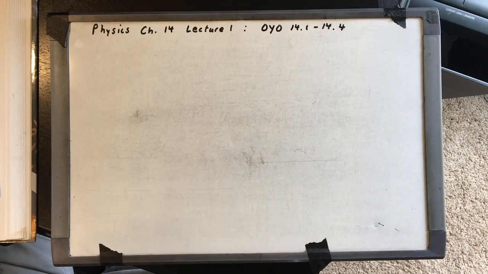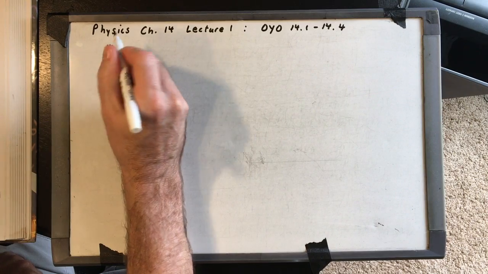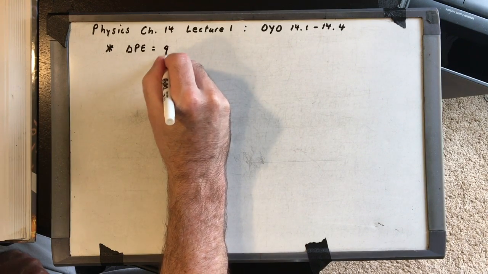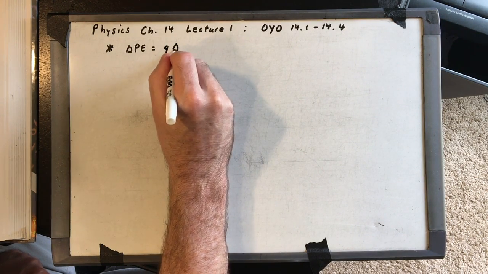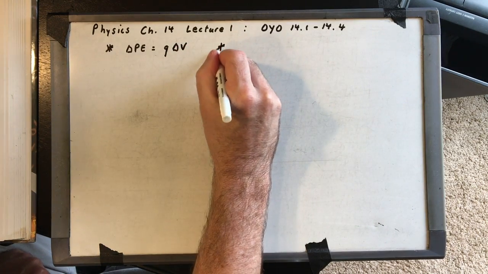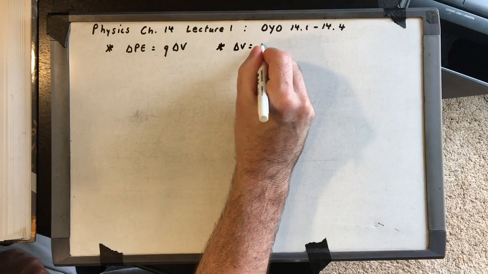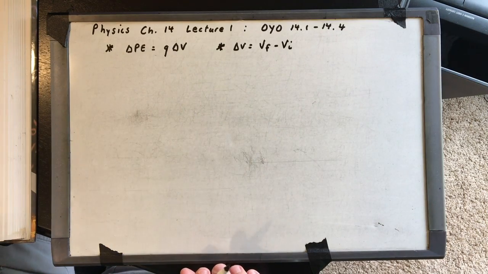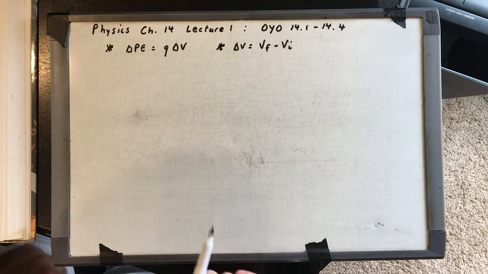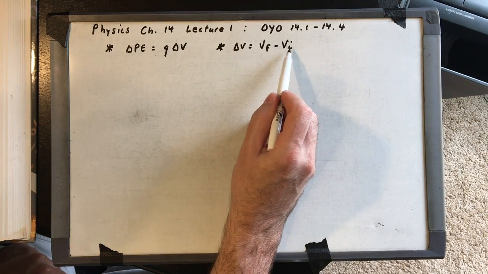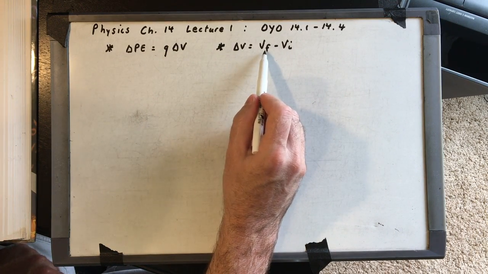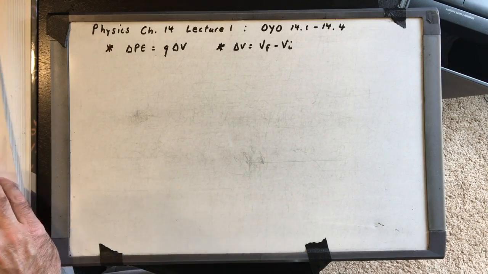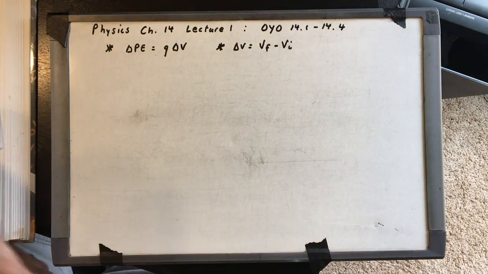Okay, so our equation that we're going to use, and this is what you'll use much more commonly in this chapter, is the change in potential energy is equal to the moving charge, little q, times the change in voltage. And the change in voltage is equal to the final voltage minus the initial voltage. All right, so since you're going to have a charge moving, you're going to have an initial voltage, and then the charge is going to move to a different position, and that'll give you the final voltage. All right, let's look at 14.3. We're at the bottom of page 463.